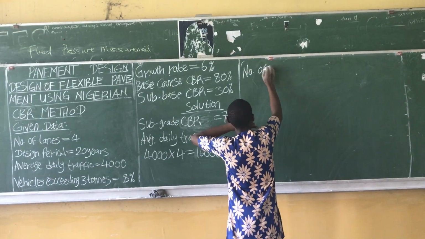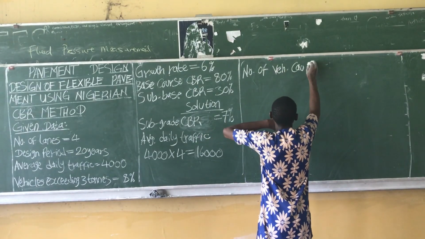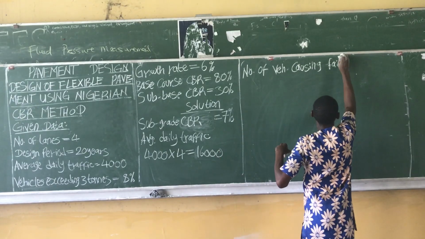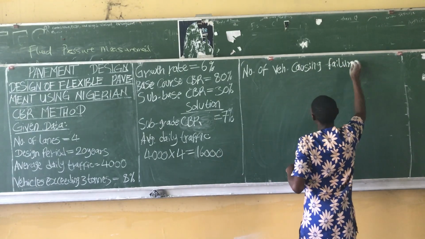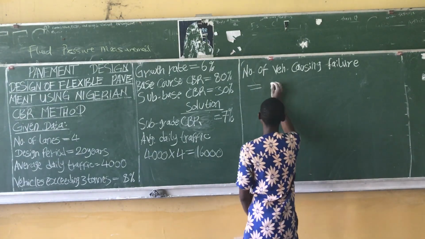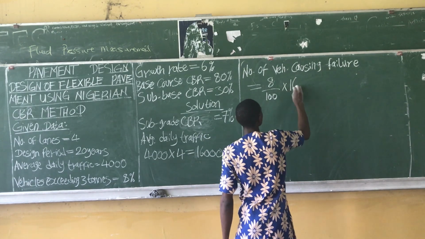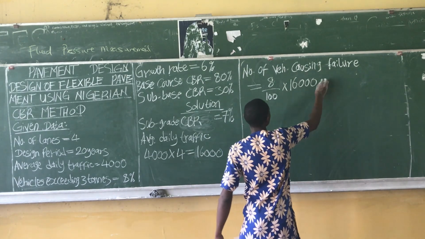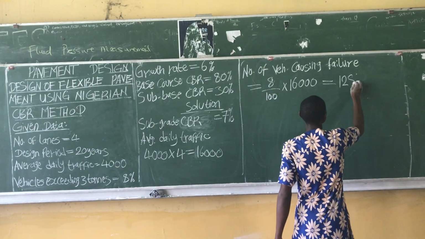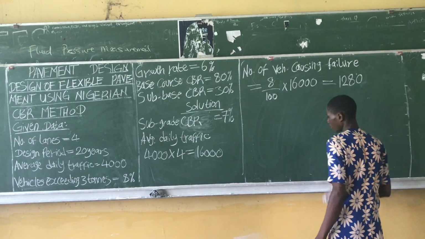So the number of heavy vehicles, as we can call it, so vehicles that are causing failure. So we can say number of vehicles causing failure is simply equal to what? 8% of 16,000, which is 8 divided by 100 times 16,000. Now that gives us what? 1,280.